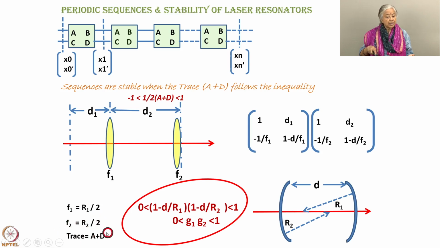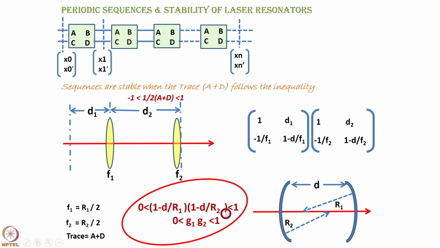The trace is equal to A plus D. So, if you just substitute F1 equal to R1 by 2 and F2 equal to R2 by 2, because we are interested in that, finally you will get a condition of this kind: 1 minus d by R1 multiplied by 1 minus d by R2 should be greater than 0 and less than 1. Then only it is a stable sequence of optical systems, and it will be a stable resonator. Okay. Thank you.